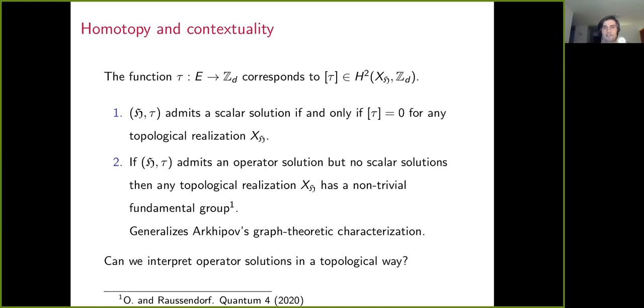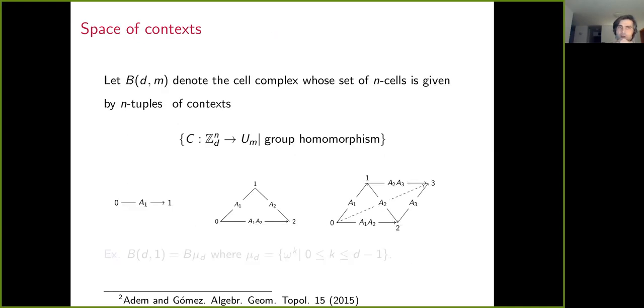How are we going to topologically realize them? The way I described the operator solutions, they are placed on the edges of the topological realization. But there's a more precise way of thinking about this, so let me describe this next. The first goal, to be able to realize operator solutions as maps, is to construct a space. This space is going to be a cell complex again, and its n-cells are going to consist of n-tuples of contexts. Remember that the contexts are group homomorphisms from the abelian group.